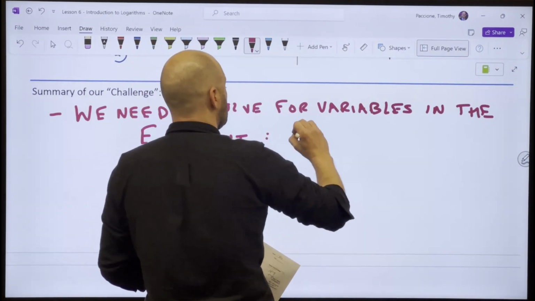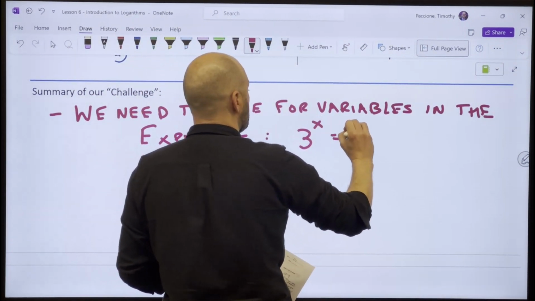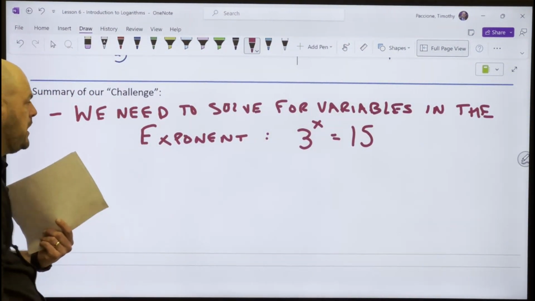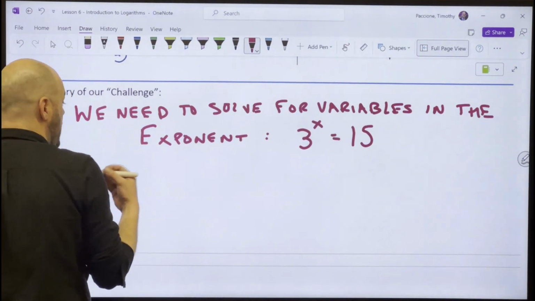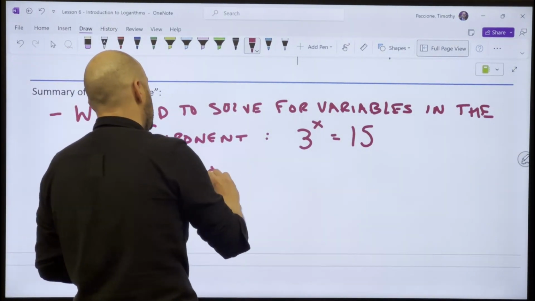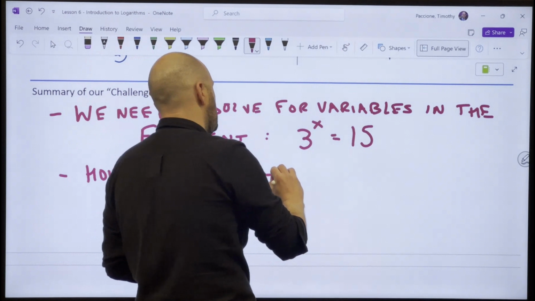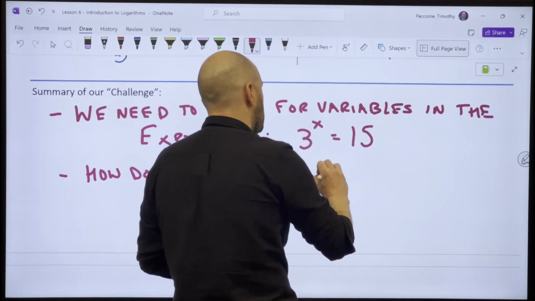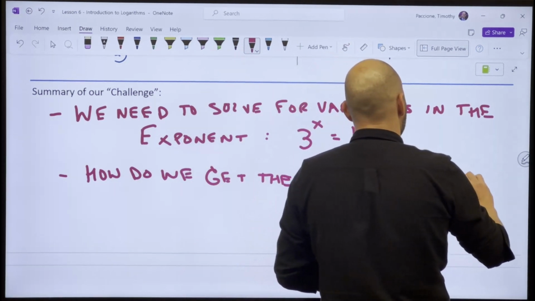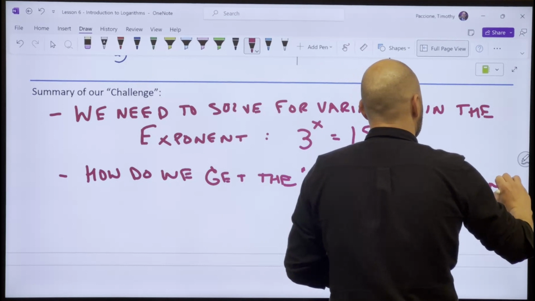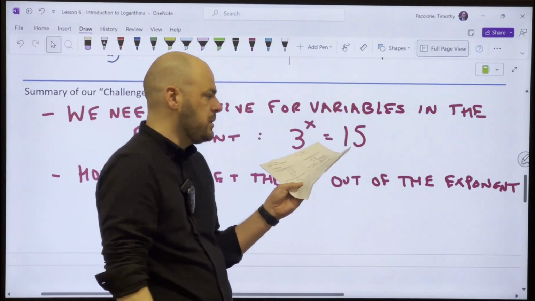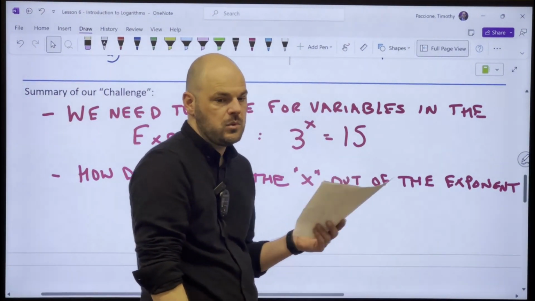Like 3 to the x equals 15, something like that, right? We don't know how to do that. We need a way, right? And our extra challenge is, how do we get the x out of the exponent? Because it's a problem right now. How do we get it out? Well, if we know the inverse of this, we can get it out, okay?